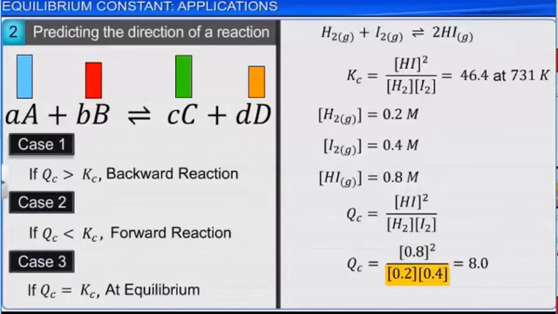comes out to be 8.0. As the value of the reaction quotient is smaller than the equilibrium constant, the reaction proceeds in the forward direction. It means that more of gaseous hydrogen and iodine react to form the product hydrogen iodide.